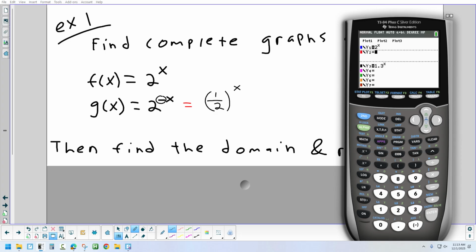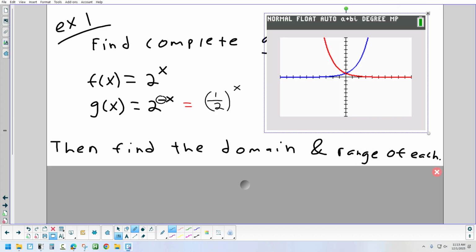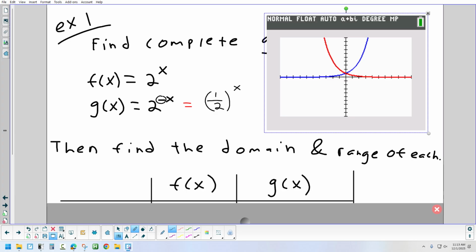All right, so we've got 2 to the x and 1 over 2 to the x. Let's do zoom 6. Okay, that's the one we've already done, 2 to the x. And now watch the 1/2 to the x. It's actually going to be a mirror image of the one in blue. It's a mirror image. So now let's look at that. Yeah, it's a reflection over the y-axis. Everything's kind of reversed.